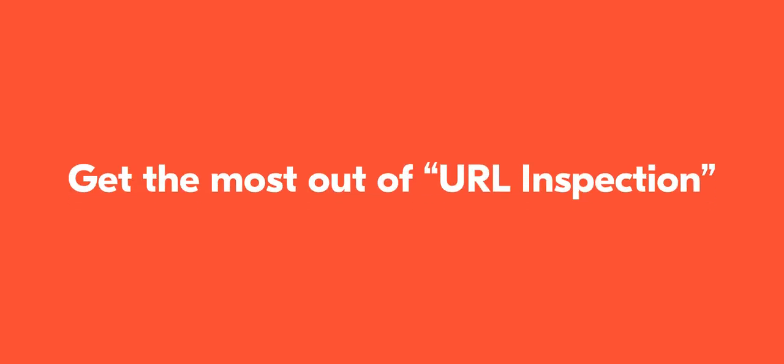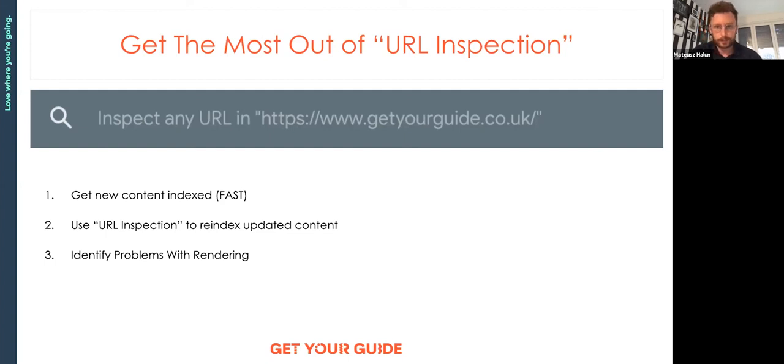Another very nice Search Console report is URL inspection. Every time you have new content, you can put the URL there and let Google know that there's new content, right? And they can index it, and this URL can actually start ranking right away. Then you have URL inspection to reindex updated content. It is very similar. Every time you have an updated title or meta description, you can let Google know that there's something new, and they can reindex your content very fast, right?